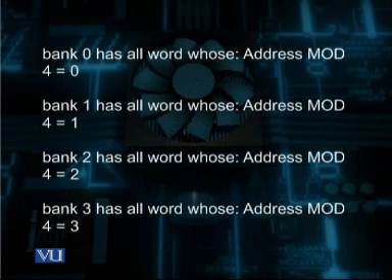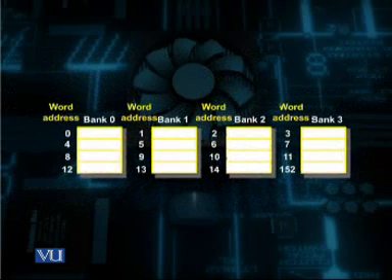That is, bank 0 has all words whose address mod 4 is equal to 0, whereas bank 1 has all words whose address mod 4 is equal to 1, bank 2 has all words whose address mod 4 is equal to 2, and bank 3 has all words whose address mod 4 is equal to 3, which means that the banks are placed and accessed in sequential order, where the first words can be obtained from the word addresses 0, 1, 2, and 3, which are associated with bank 0, bank 1, bank 2, and bank 3.